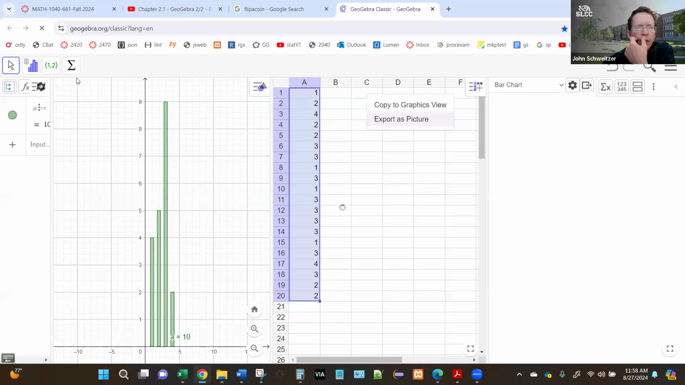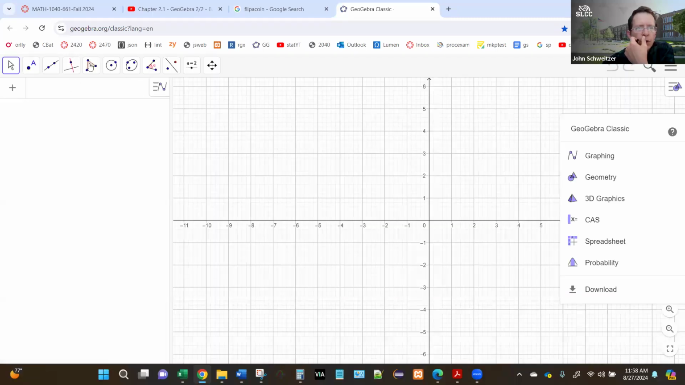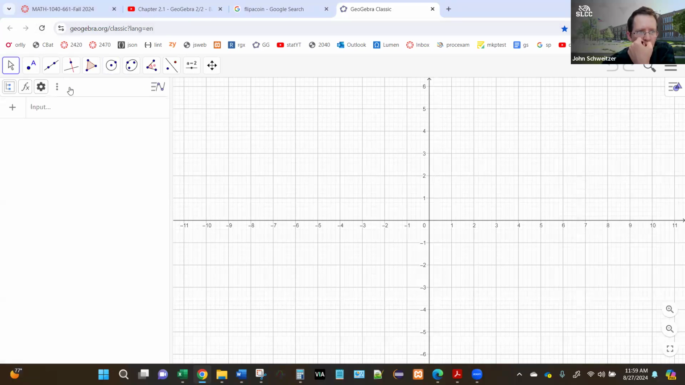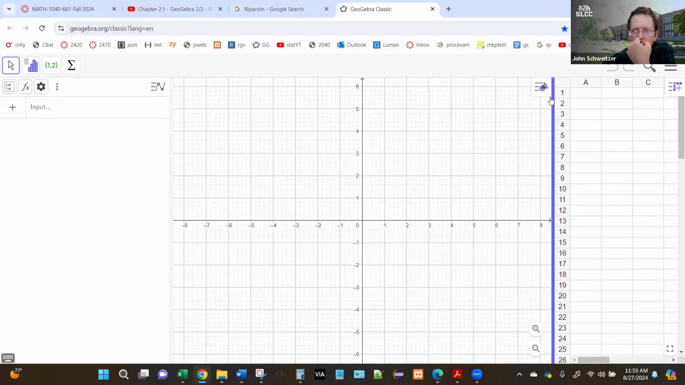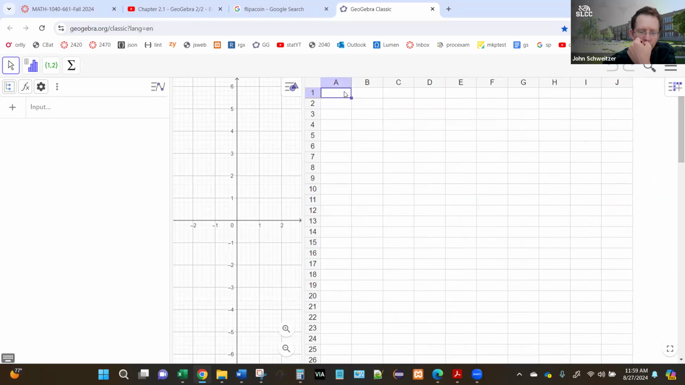This is one reason I like the internet version, the browser version. Every now and then you get so much stuff in GeoGebra. It's just nice to clear it all out and start from scratch, and it's so much easier in the browser. You just hit refresh. And so we go to the toggle, we hit the three dots, we go to spreadsheet, and then we have to put the data into A1.